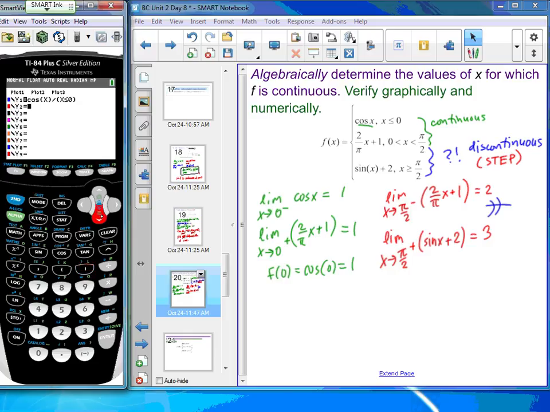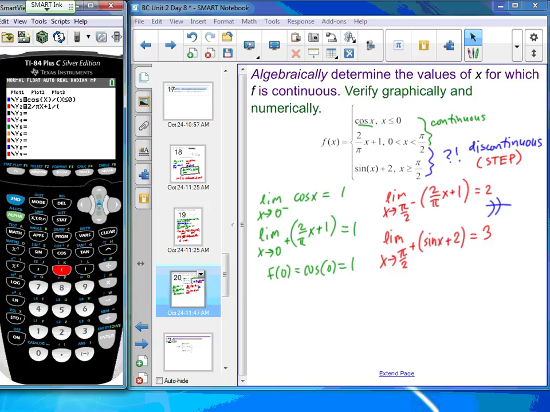My middle function, 2 over pi x plus 1, is going to have a lot bigger domain restriction. I can't enter it as 0 less than x less than pi over 2, because my calculator syntax doesn't work like that. I have to enter a compound inequality with the logic, so I need 0 to be less than x, and I need x to be less than pi over 2.